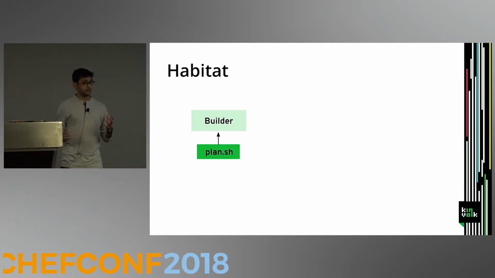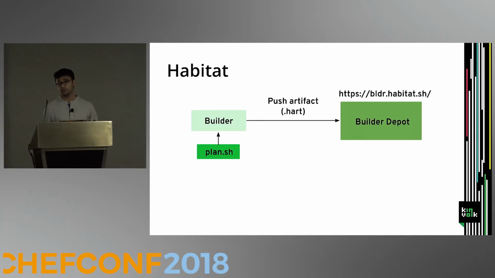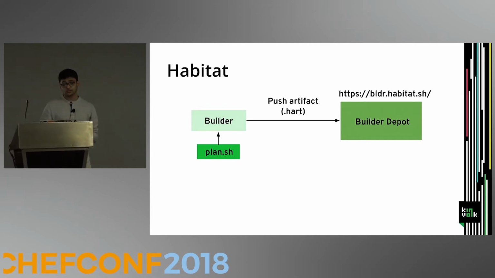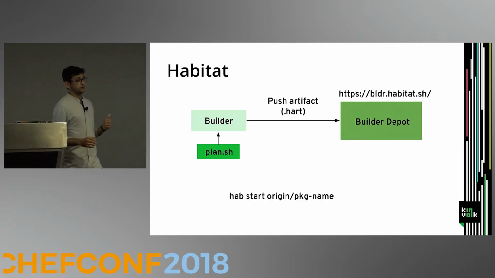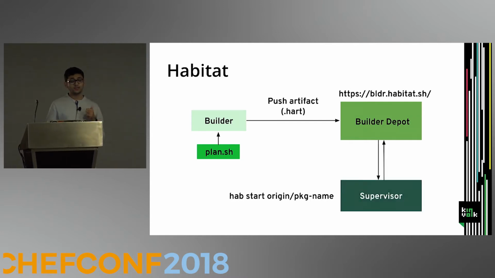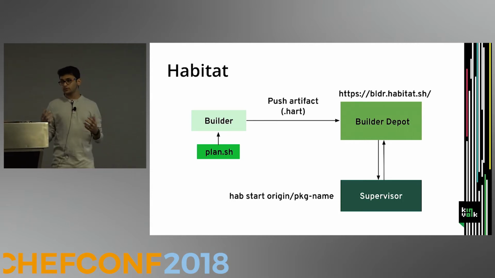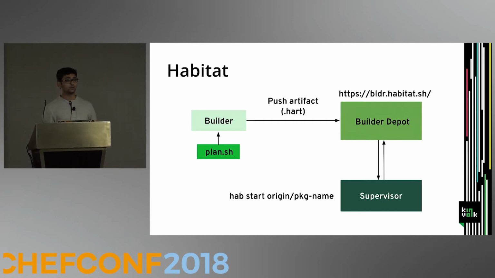The Builder takes the plan.sh file, outputs a Habitat artifact, and pushes it up to what's called the Builder depot, which is normally located at bldr.habitat.sh. Now, to run a Habitat application, you would run the hab start origin/package-name command. When you do this, Habitat starts a Habitat supervisor, and the supervisor talks to the Builder depot and fetches the latest artifact available there. Not only that, it will also keep a lookout for newer versions of your artifacts, and automatically download them, extract them, and update your service to the latest version.